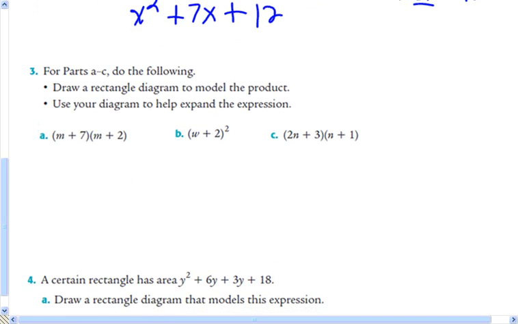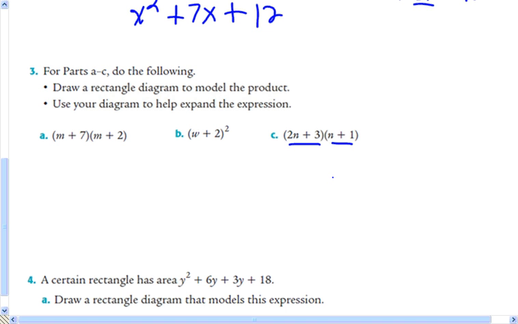Number 3 says do parts A through C. Do the following. Draw a rectangle diagram to model the product. Use your diagram to help expand the expression. I'll do C with you, because that was probably the hardest one. One dimension is 2n plus 3. The other is n plus 1.